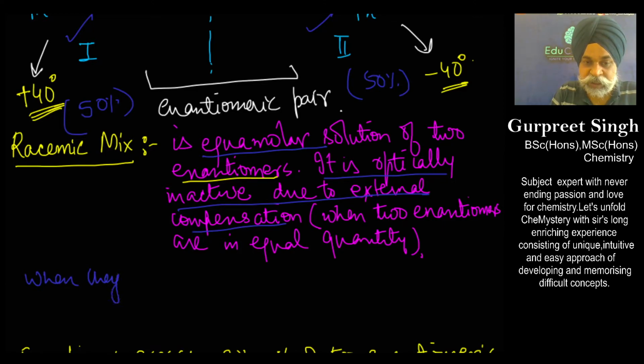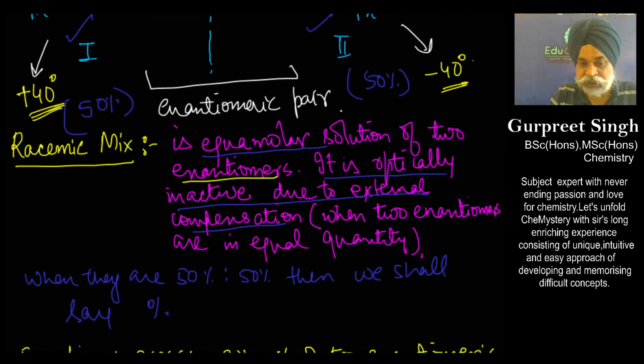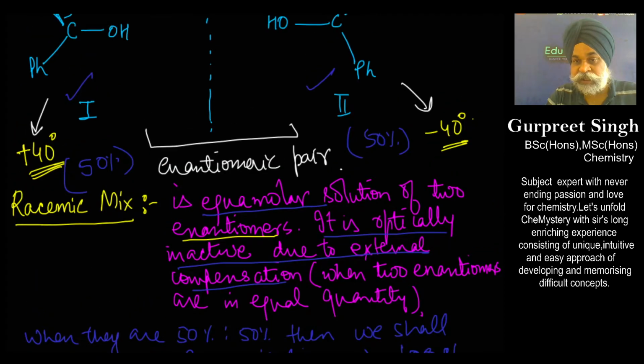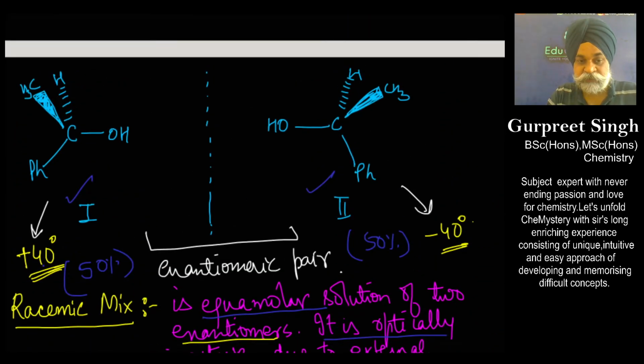When they are in 50-50%, then we shall say percentage racemization is 100%. Percentage racemization means how effectively they are cancelling each other's optical rotation. If it is 50 molecules of this rotating by 40, 50 of this rotating by minus 40, the net resultant of the light which came out of the spectrometer would have optical rotation 0. So then it would be optically inactive.